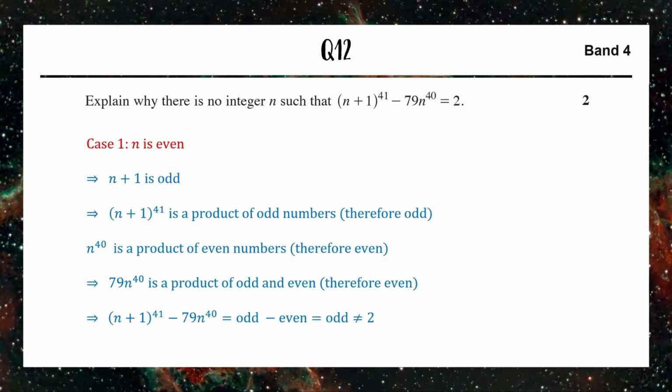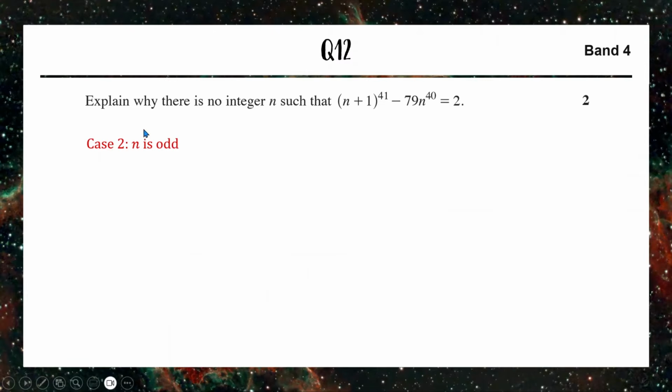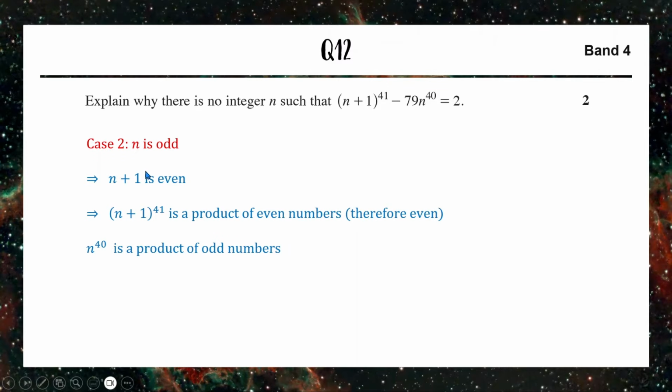Luckily, all the logic is very similar, and if you've done this one, the next part is very straightforward. So case 2 now, considering that if n is odd, it would tell us that n plus 1 is even. So if we're doing n plus 1 to the power of 41, we're multiplying a bunch of even numbers, which gets us an even result. Now let's think about n to the power of 40. That's a bunch of odd numbers multiplying together, and that always gets us an odd result. We're then going to multiply this by 79, which is also an odd number, which is therefore still odd.